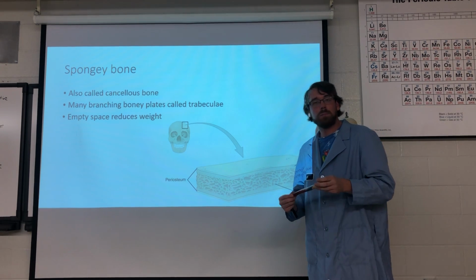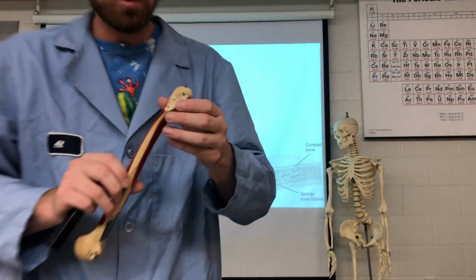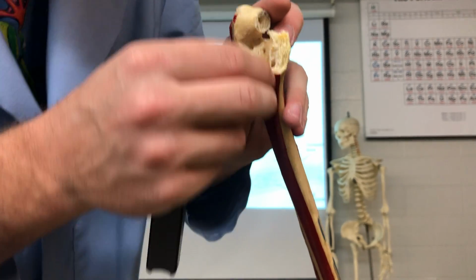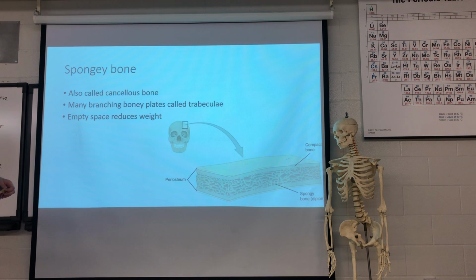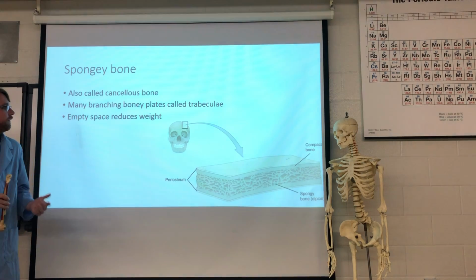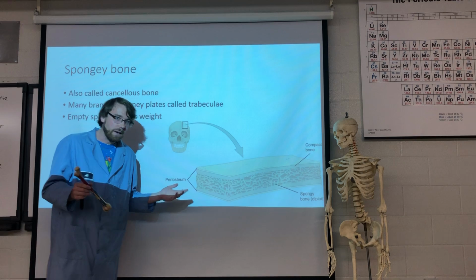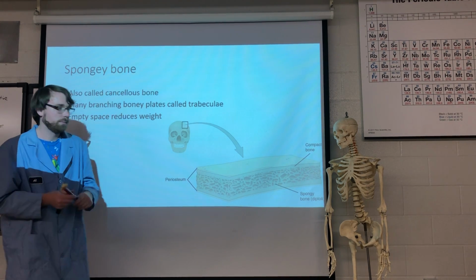Our other type of bone is spongy bone. I showed you where this bone was broken, we can see the spongy bone, and we can see the compact bone on the outside. There are many branching bony plates called trabeculae. Empty space reduces weight. If we go to something like bird bones, they have this even more exaggerated, which makes their skeleton even lighter than ours.